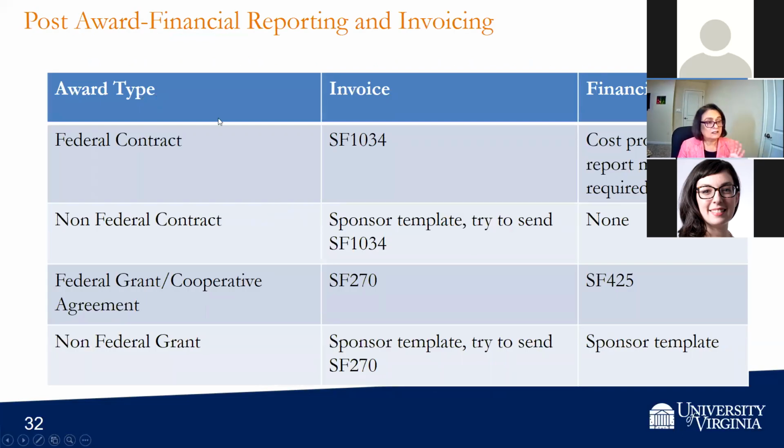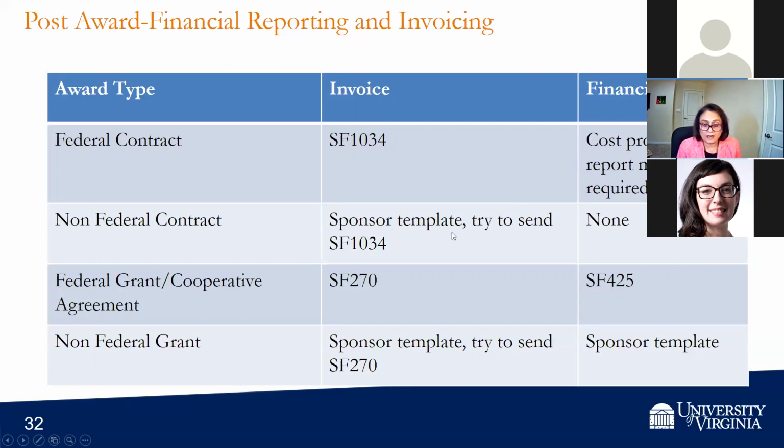Now, again, this is a quick chart of award type and invoicing and financial reporting requirements. So for federal contracts, we invoice using standard form 1034, detailed invoicing. Financial report is not submitted from the central area, but the PI may have a CDRL, that is a contract data reporting listing. So where they have to use it, they have to submit a cost projection report from the PI side.